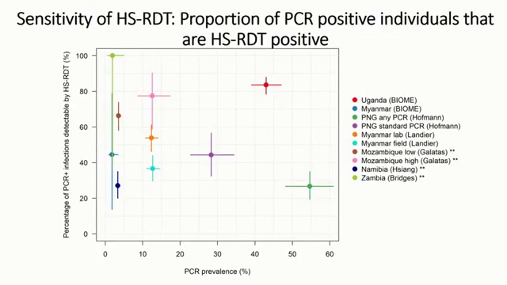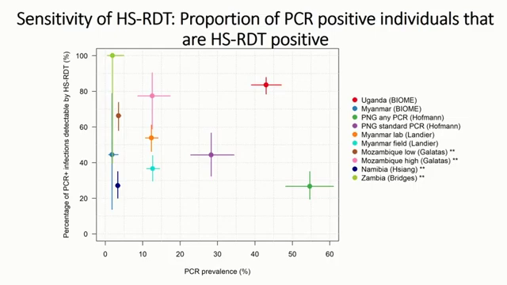So that previously was just cross-sectional prevalence surveys. Now we can look at it a bit more. Let's look at it by taking just the PCR prevalence surveys. So previously there would have been some discordant results, so PCR positive, HS-RDT negative, or vice versa. And now we're just interested in, if we take all our PCR positive individuals, what proportion of them are going to be positive by the HS-RDT. So that's what we've got on the y-axis, proportion of PCR positive infections detected by HS-RDT.